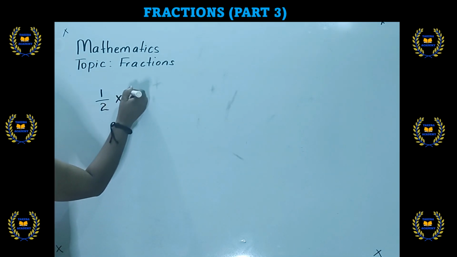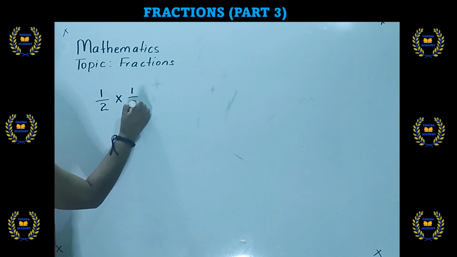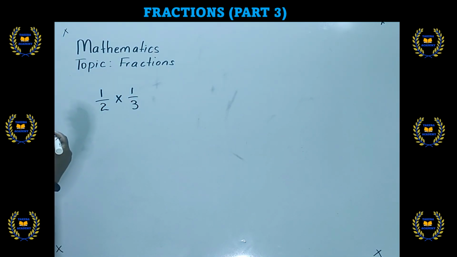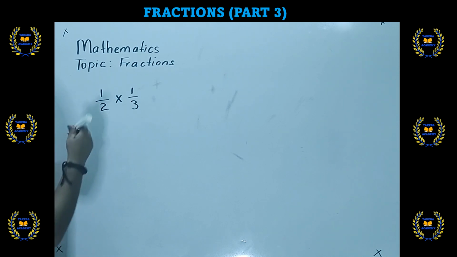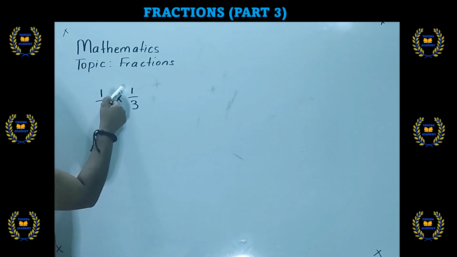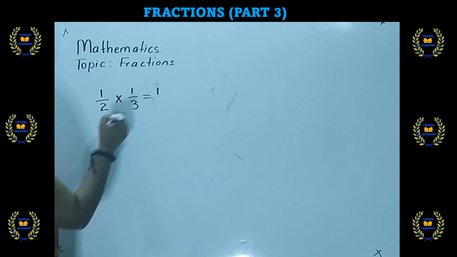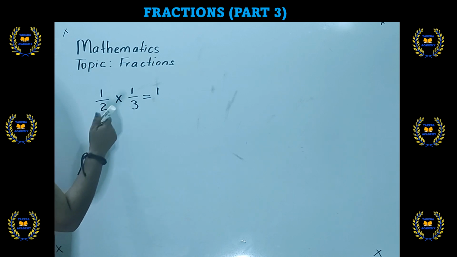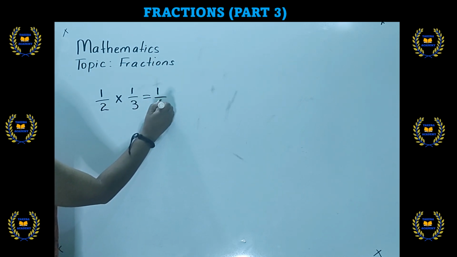1/2 times 1/3. Now with multiplication, we simply multiply the numerators, the numbers at the top, and then we multiply the denominators, the numbers at the bottom. So 1 times 1 is 1, 2 times 3 is 6.